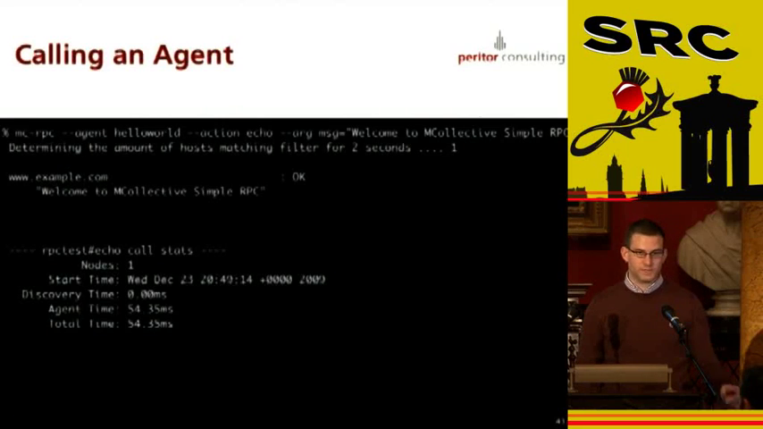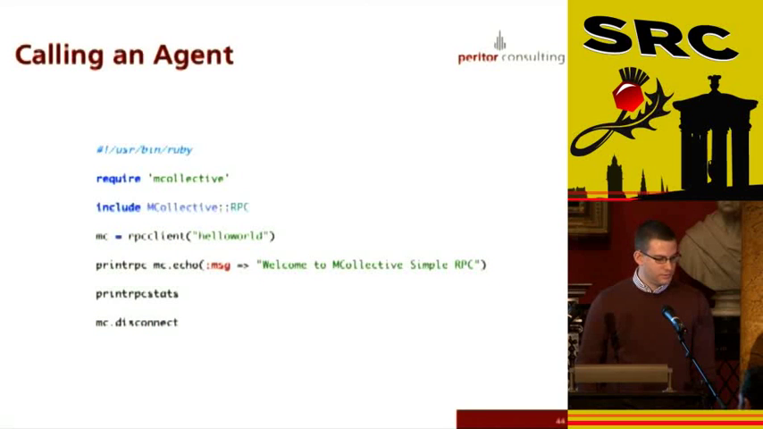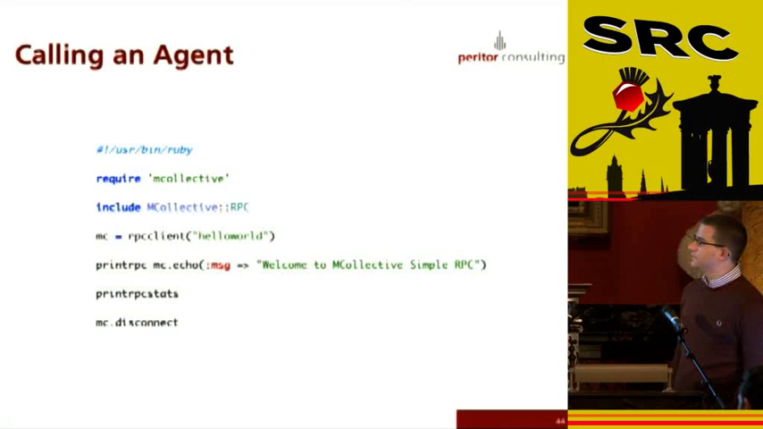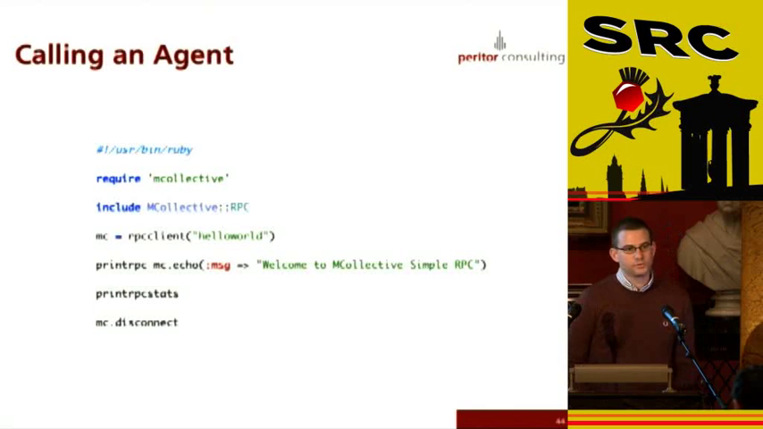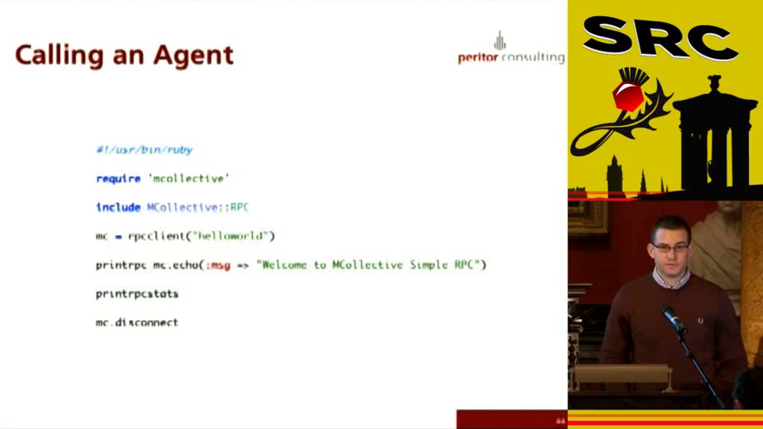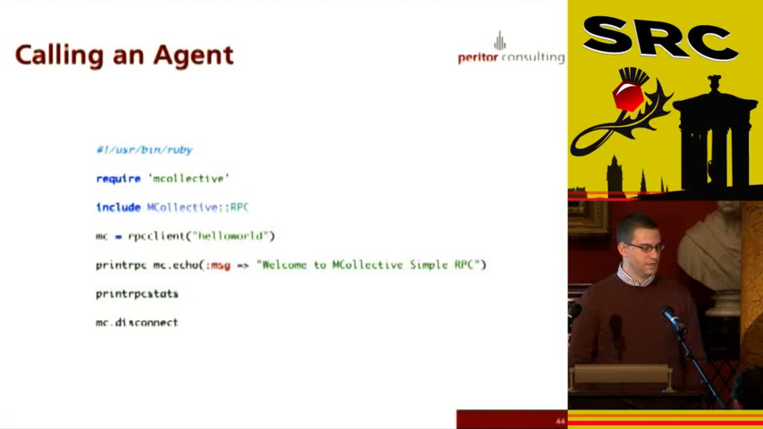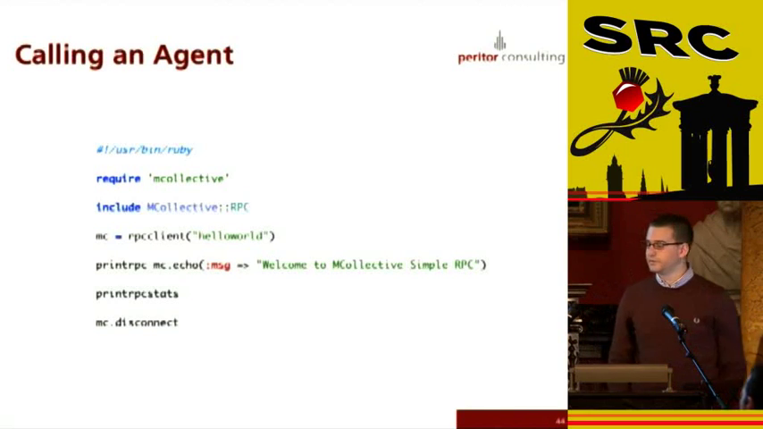The other way you would call it is out of Ruby. So this is a very simple script showing how you could call it via Ruby. You just require Mcollective and define that I want to have the RPC client for Hello World and call the echo action on it. So very simple.